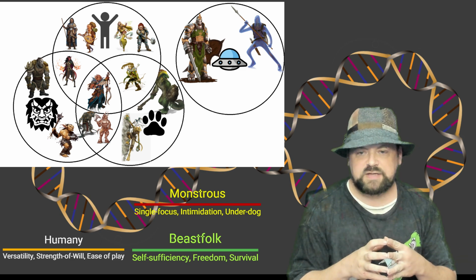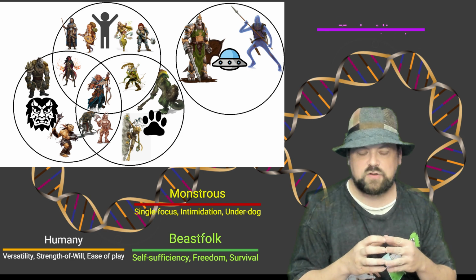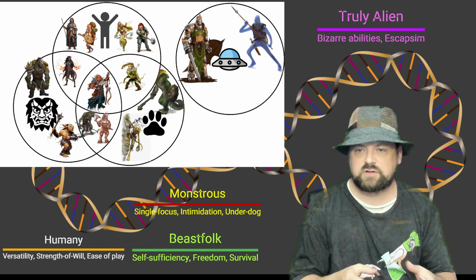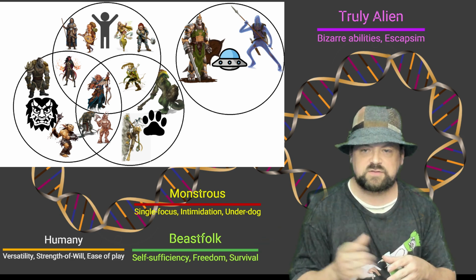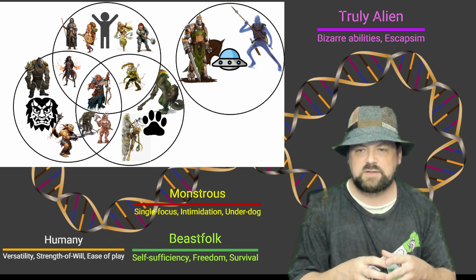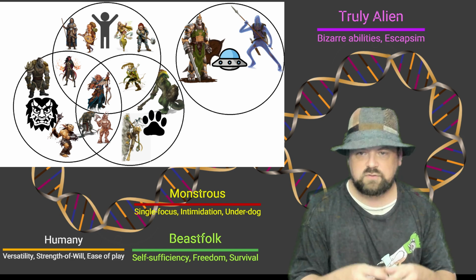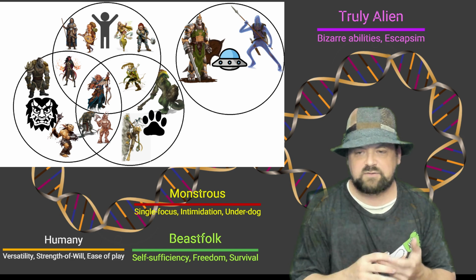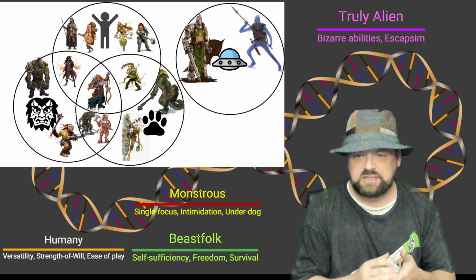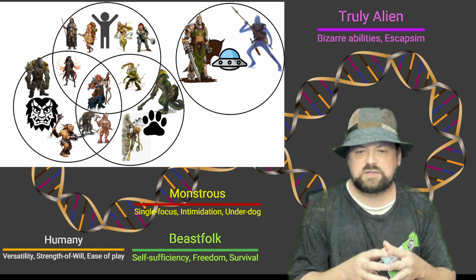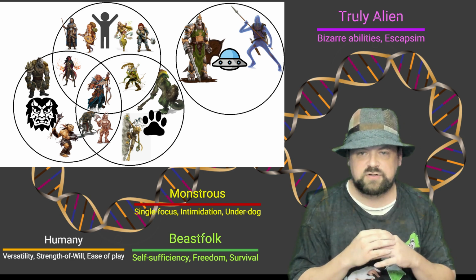Now we'll move on to Truly Alien. So Truly Alien has abilities that are really bizarre. So that sort of makes them the opposite of Beast Folk, whereas Beast Folk abilities tend to be really down to earth. Truly Alien abilities tend to be really bizarre, really freaky. This could be, like I said, a race made of energy or goop, or a plant race, or an insect race, or a machine race. And story-wise, what they stand for is just pure escapism.